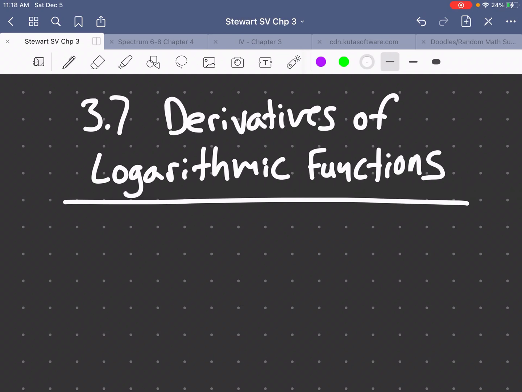So here's a quick video on derivatives of logarithmic functions. I'll give you the formulas, which you just need to know, and then I'm actually going to take a little bit of time to go over a couple example problems from the homework, or at least from the section.